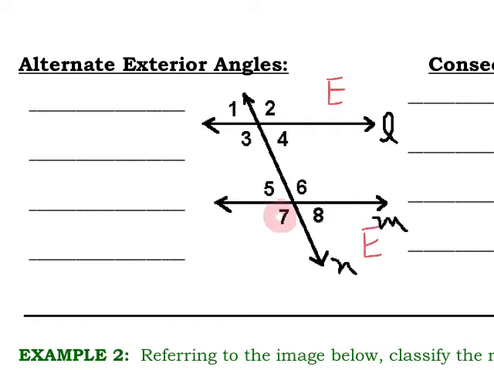You're going to go from 7 over to 2 because you have to go from exterior to exterior, okay? So we're going to say angle 7 and angle 2 are alternating exteriors. So if 7 and 2 are a pair, what's my other pair? 8 and 1.